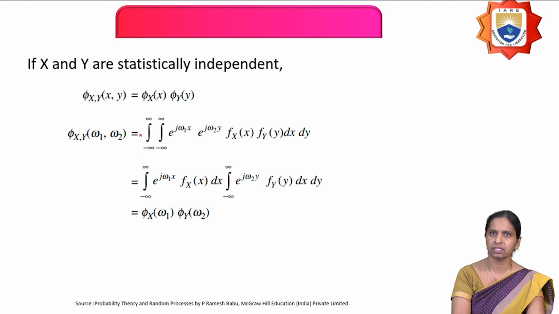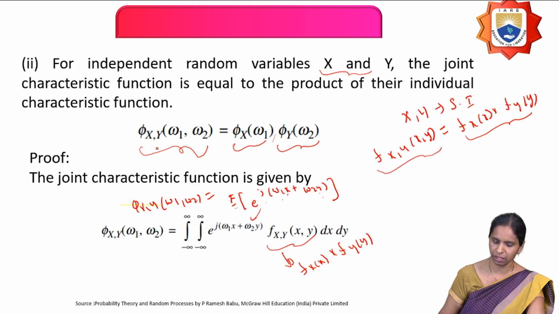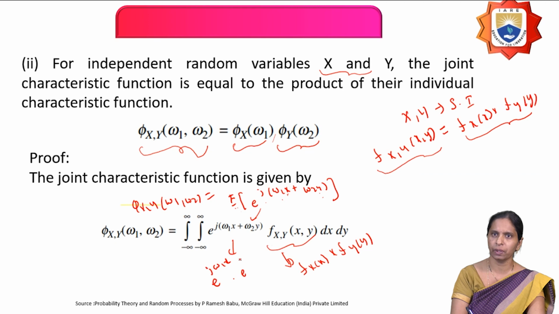Integration from minus infinity to infinity, integration from minus infinity to infinity. And how are we writing e power j omega 1 x plus omega 2 y? As e power j omega 1 x into e power j omega 2 y, because e power a plus b equals e power a into e power b. Therefore, we can simply write here e power j omega 1 x into e power j omega 2 y. And since they are statistically independent, we can write this as fx of x into fy of y.